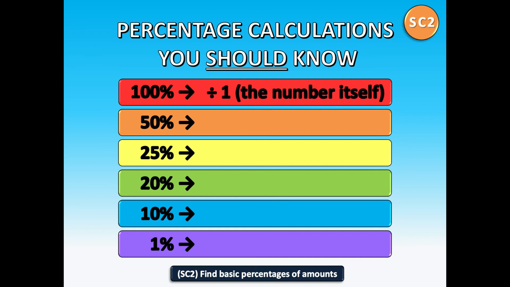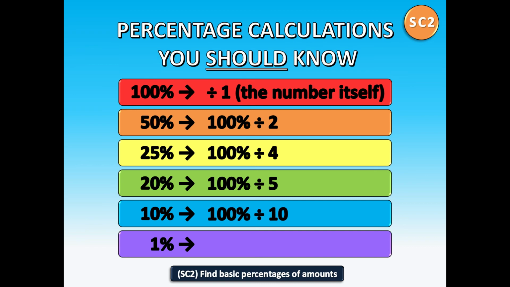Well, 100% is the number itself. 50% is half of the number. 25% is the number divided by 4. 20% is the number divided by 5. 10% is the number divided by 10. And 1% is the number divided by 100.